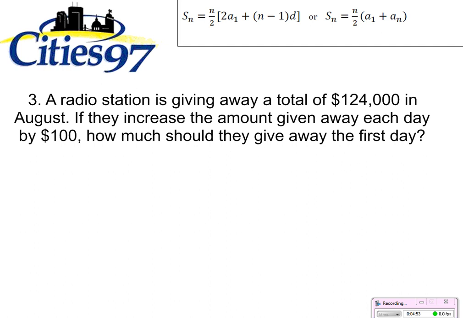So a radio station is giving away a total of $124,000 in August. They increase the amount given away each day by $100. How much should they give away the first day? So again, I know a common difference. I'm looking for the first day. I don't know the first day and the last day, so blow that one up.